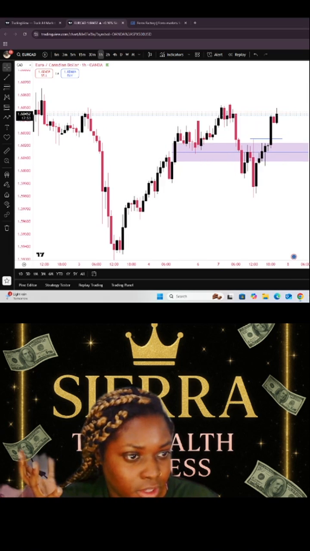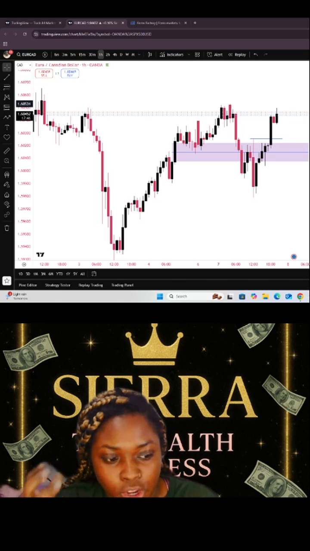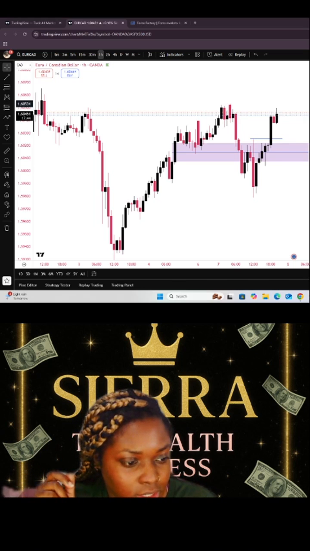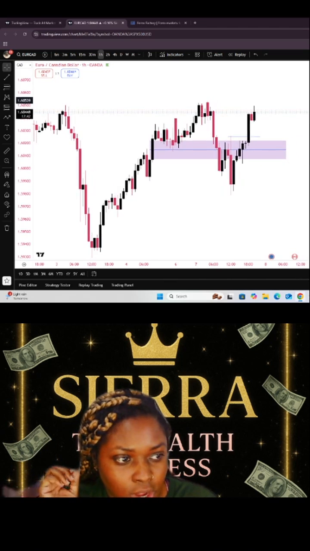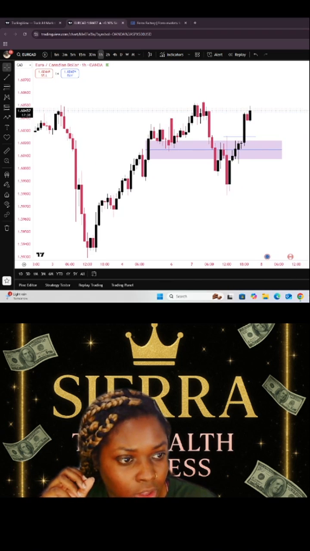So hopefully you guys understand inversion and fair value gaps as far as zones. Okay. And again, our zones are our entries. Our zones are our entries and our exits. Okay. So that was inversion and fair value gaps.